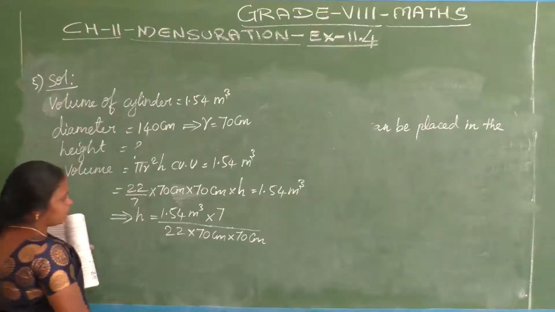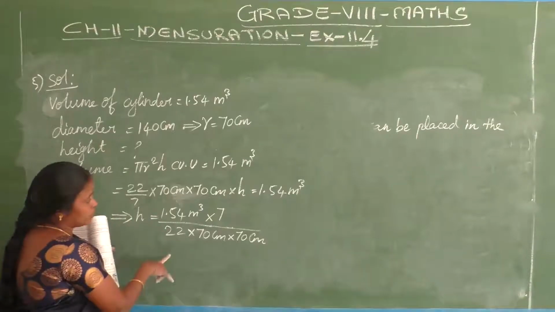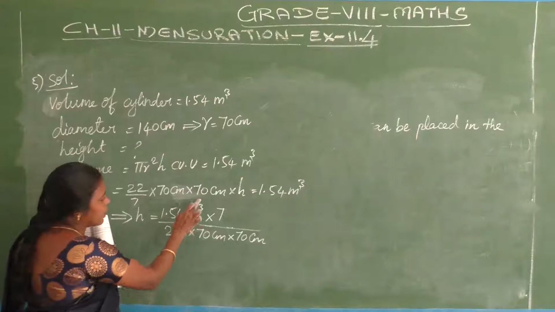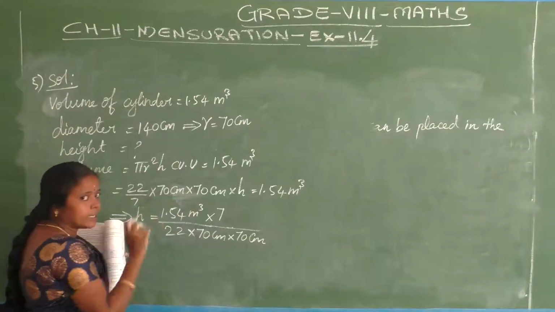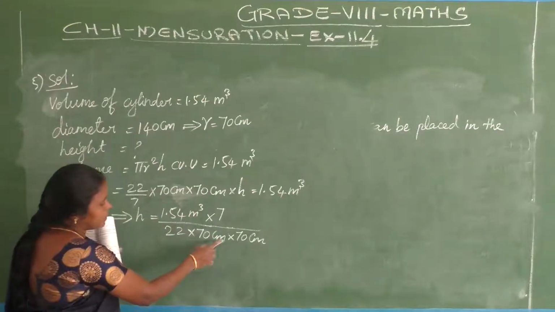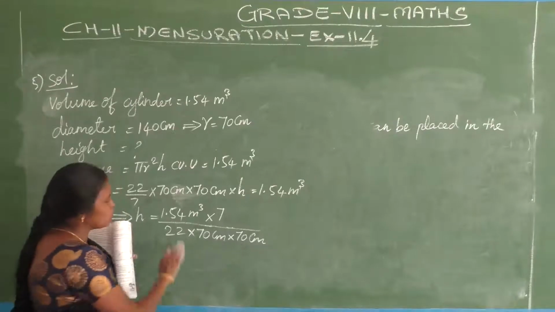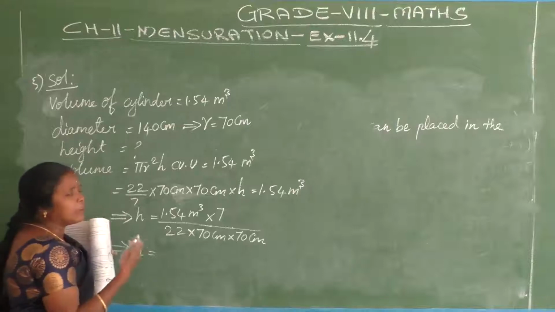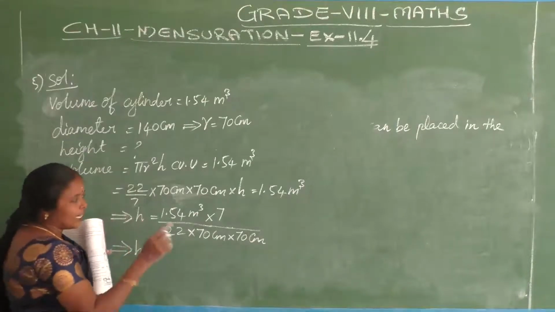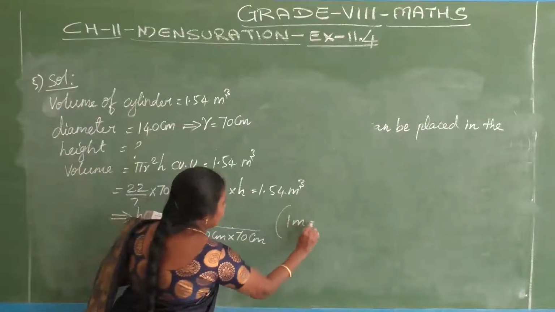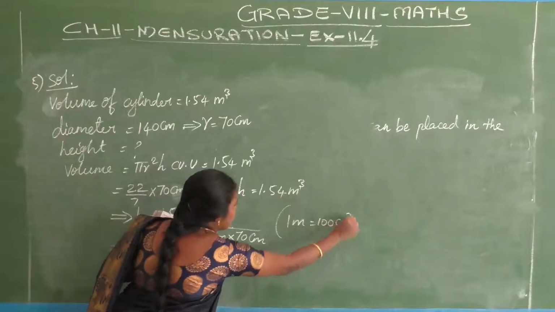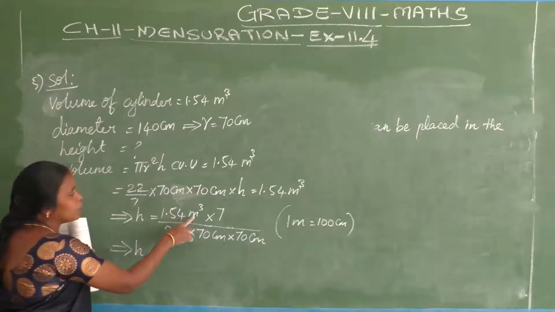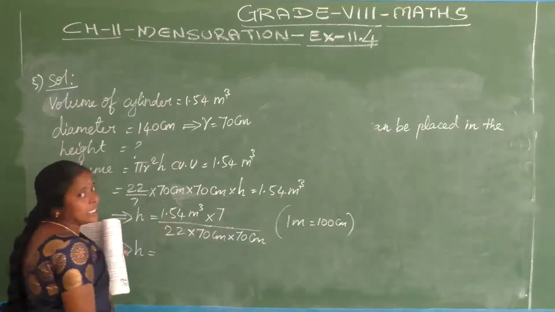Understood? Now simplify. Before calculation you must check their units also. Clear? Here the upper part is mentioned in meter, and the denominator part is mentioned in centimeter. So both are different, and we have to convert them into the same. What is the link between meter and centimeter? 1 meter equal to 100 centimeter, yes or no? So what am I going to do? This meter cube I am going to convert into centimeter level.